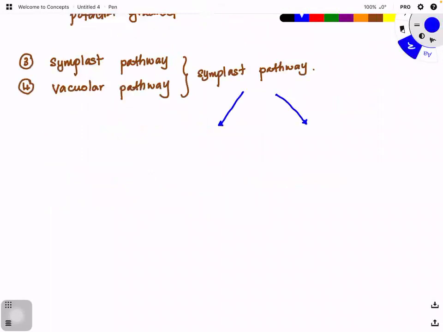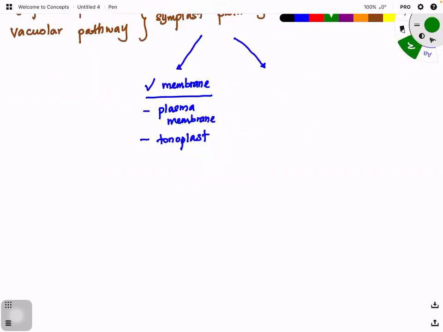So whether membrane is involved or not, and if membrane is involved, what kind of membrane? For example, the cell surface membrane or plasma membrane, or the tonoplast, like the vacuolar pathway. The vacuolar pathway will involve the tonoplast, correct or not? If the water goes from the cell wall into the cytoplasm, it definitely involves the plasma membrane. So if like this, then the process here is by osmosis, down the water potential gradient.